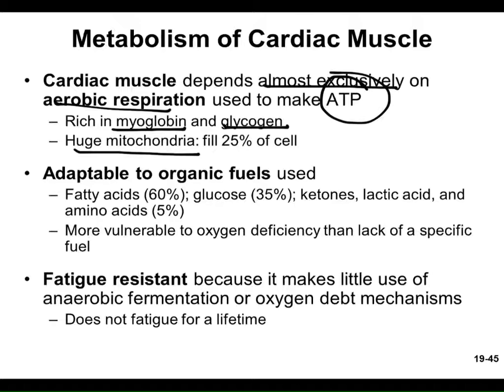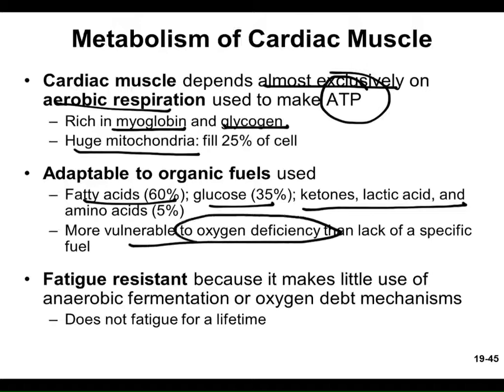Now, there is some adaptation. The heart can use glucose. The heart can use fatty acids. The heart can use all sorts of organic fuels, but it must have what? It must have oxygen. So it's not as finicky as the brain. The brain needs glucose and really nothing else to run it. The heart can handle other energy sources, but it still is very, very vulnerable to oxygen deficiency.